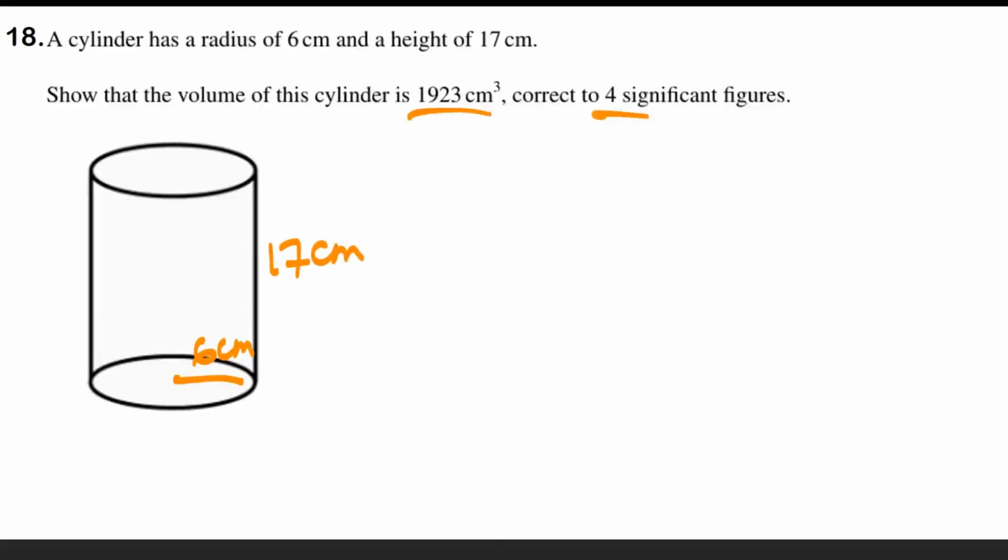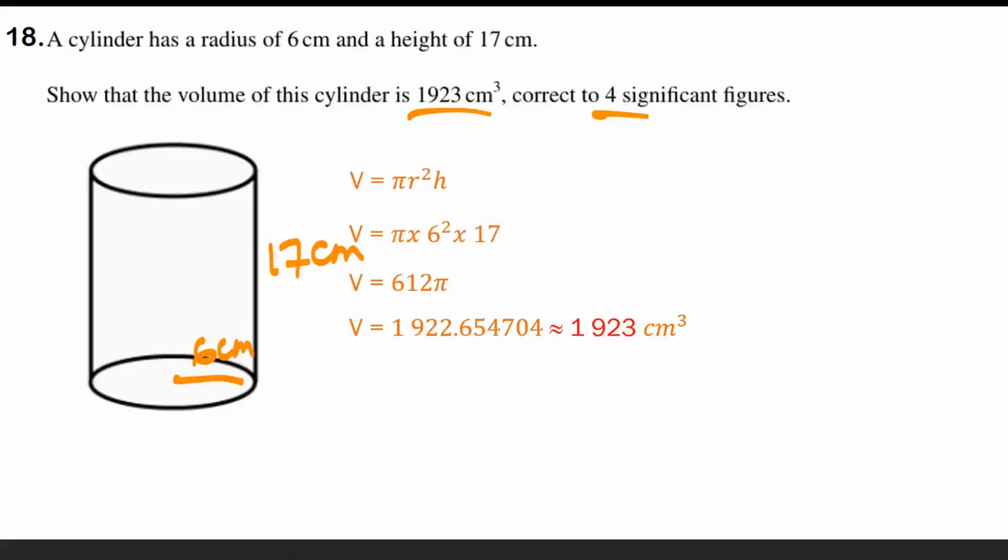So go back to the cylinder volume formula, pi r squared h. Then substitute your r, which is 6 squared times 17, and you will get 612 pi. 612 pi in simplest term will become 1,922.654704, or rounded to four significant figures, 1,923 cubic centimeters.